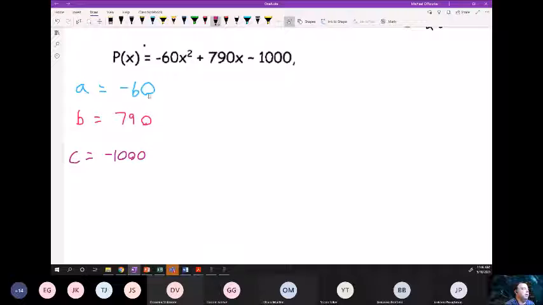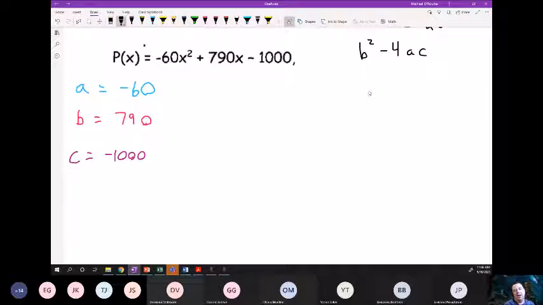Now let's work with our discriminant, which is negative b. One second here. It's not negative b. It's b squared minus 4ac. Okay?